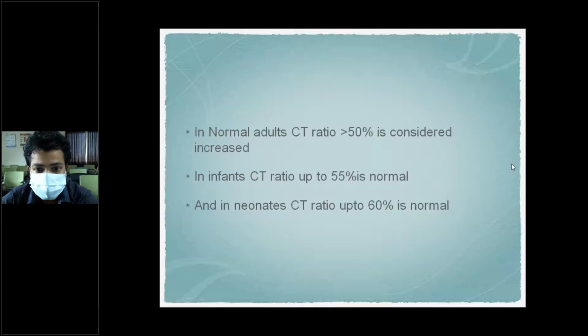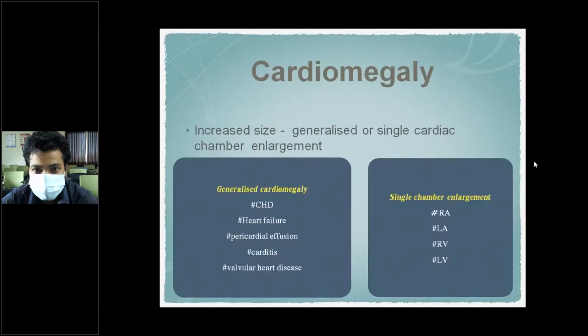In normal adults, a CT ratio of more than 50% is considered increased, but in infants a CT ratio up to 55% is normal, and in neonates a CT ratio up to 60% is normal. When it is increased, it is called cardiomegaly. Cardiomegaly is the increase in size of the heart.